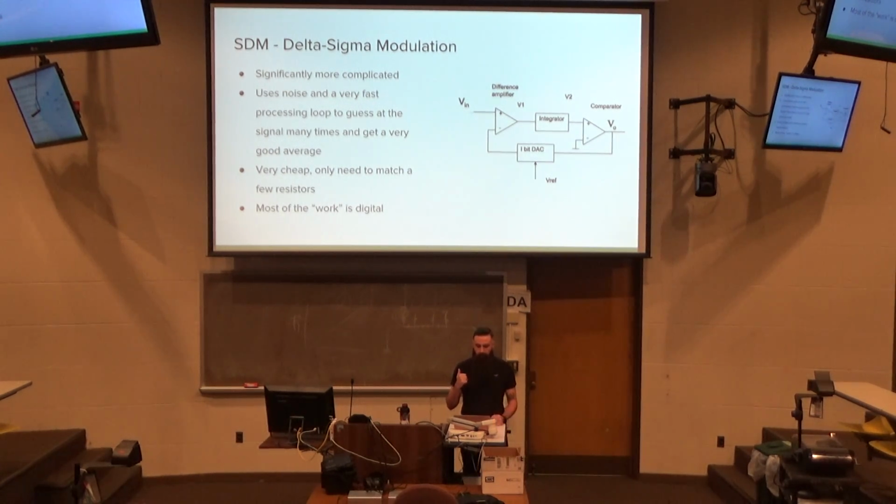I'm going to talk about this a little bit more when we get into the amplifiers that also leverage this stuff. But essentially, what you need to know is this is what's used the most. It's the cheapest thing to manufacture. You only have to match a couple of resistors. And most of the work is digital because it's taking integrals of waves and differences and doing math to approximate the waveform over time.